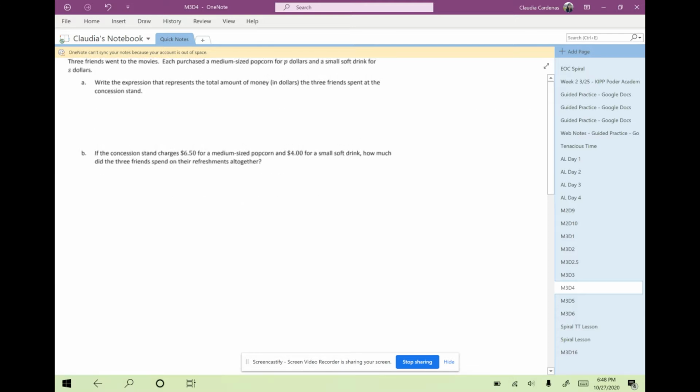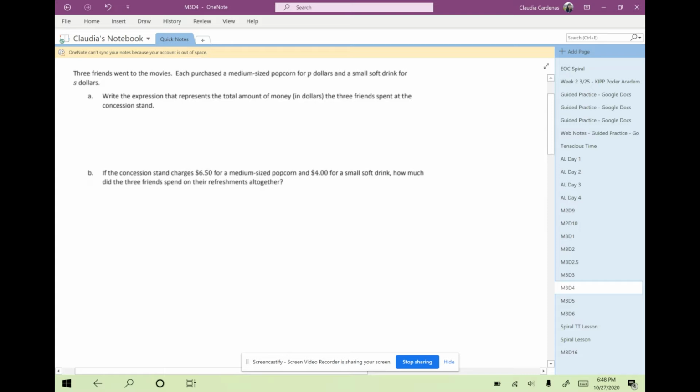Oh, I zoomed in. Excuse me. And a small soft drink for S dollars. We need to A, write the expression that represents the total amount of money in dollars the three friends spent at the concession stand. And B, if the concession stand charges $6.50 for a medium-sized popcorn and $4 for a small soft drink, how much did the three friends spend on their refreshments altogether?